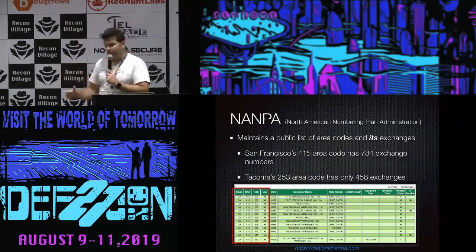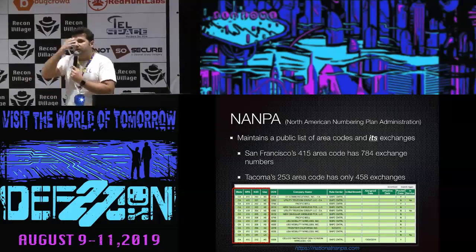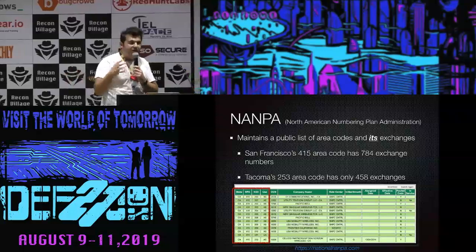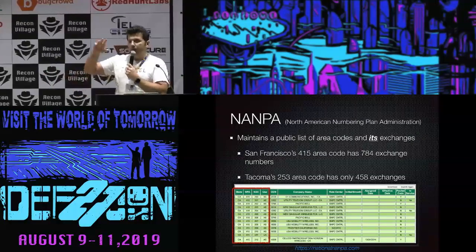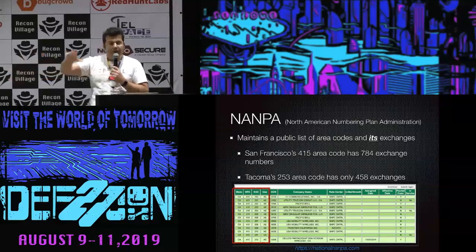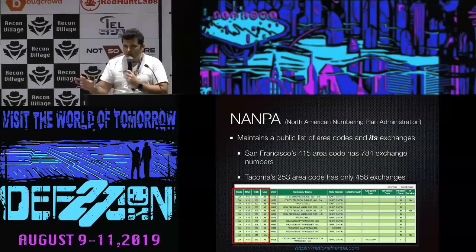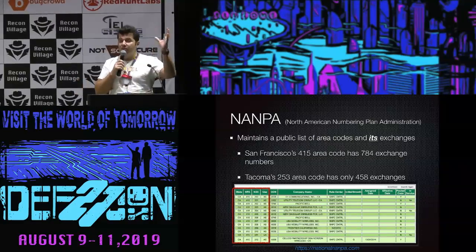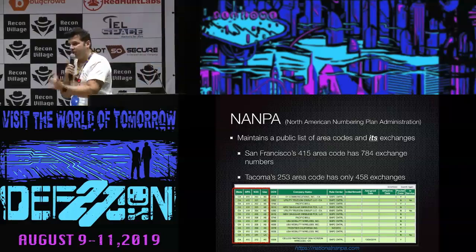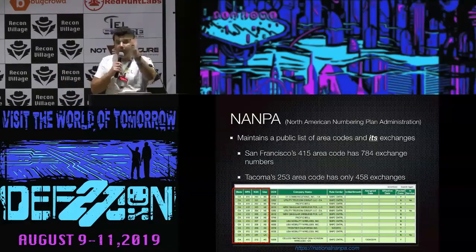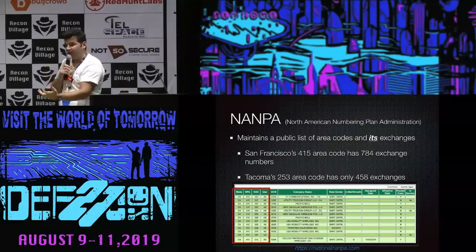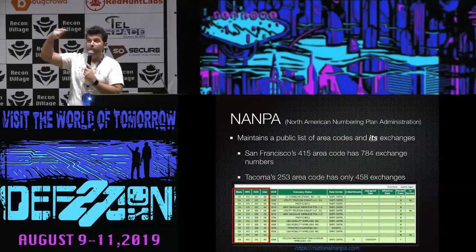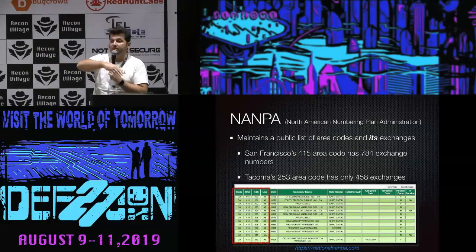This is an organization that is mostly in charge of assigning phone numbers, right? That's what they take care of. And they have a website with publicly available information, apart from many other very interesting things, which is what allowed me to learn all these things. It has the list of area codes and their assigned exchanges. That means that not all area codes have all the exchanges, right? For example, as the gentleman said, the first 200 numbers are not assigned to the area code.